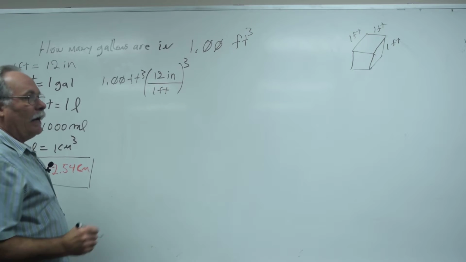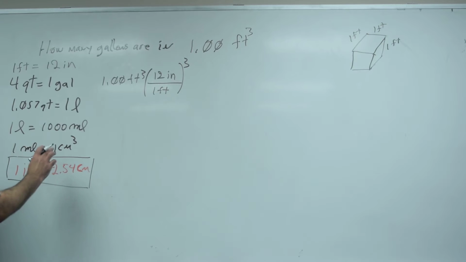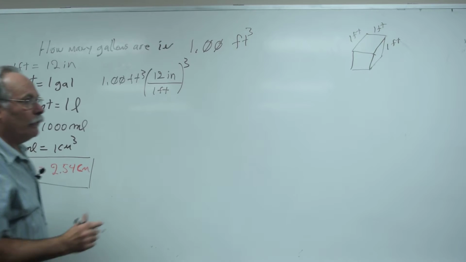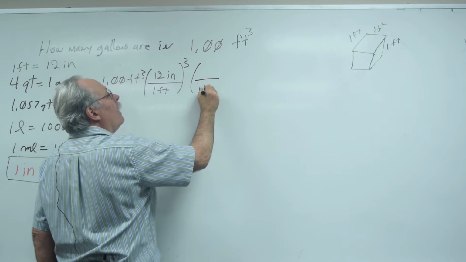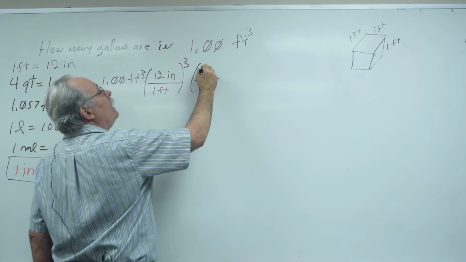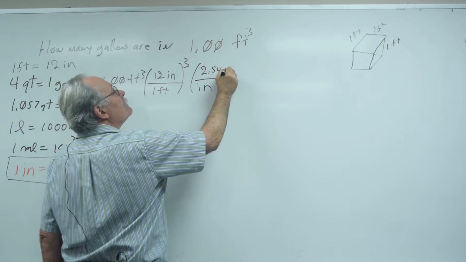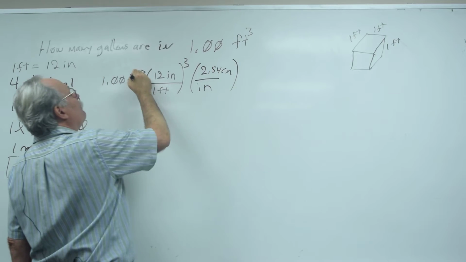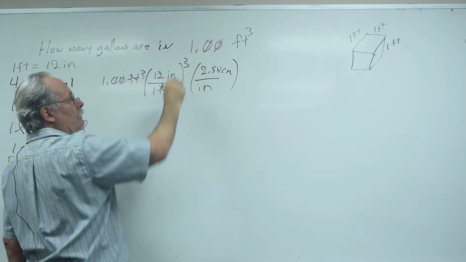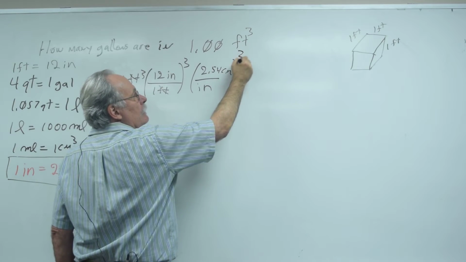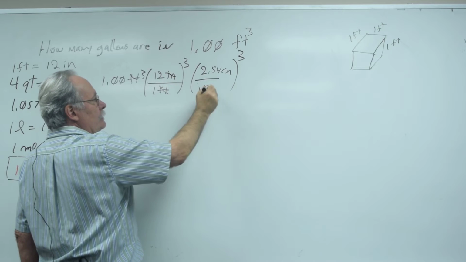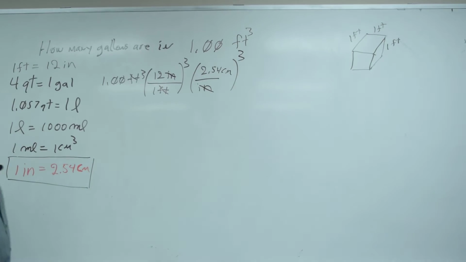Now I want to convert my inches cubed to centimeters. Okay, so I know 1 inch is 2.54 centimeters. So I'm going to put the 1 inch on the bottom, so they cancel, and the 2.54 centimeters. Okay, so my foot cubed cancels foot cubed. My inches here and inches cubed, so I must cube this.